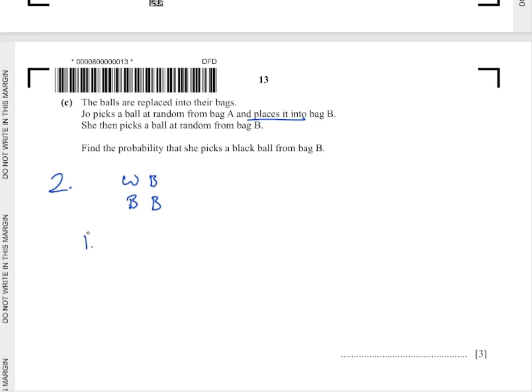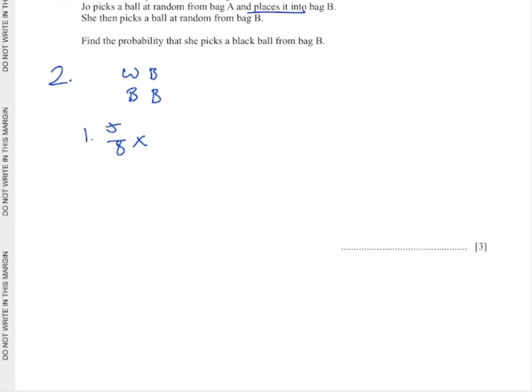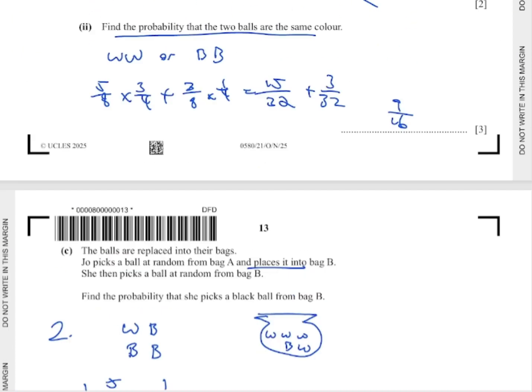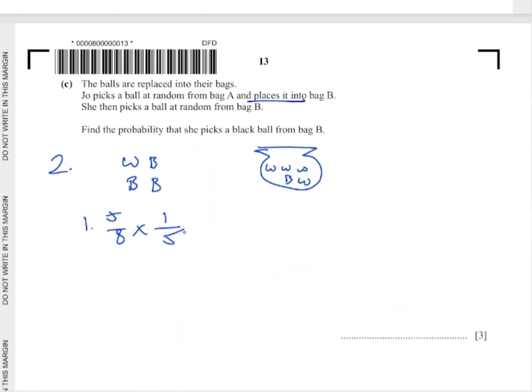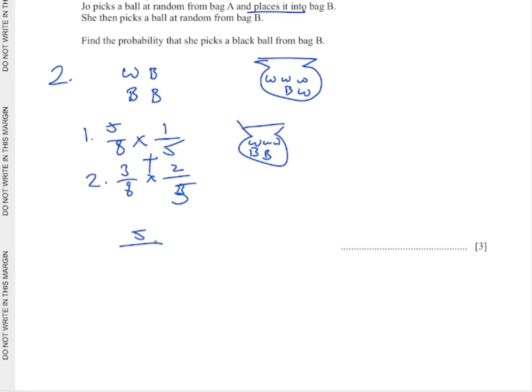First a white from bag A is 5 over 8. Then we want a black ball from bag B. Our bag B first was white, white, white, black. Now there's one more white, which makes it 1/5. Our second scenario would be black and black. We want a black ball from bag A, which is 3 over 8. Now our bag B became white, white, white, black, black, so 2/5. We add them together: 5/40 plus 6/40, we get 11/40.